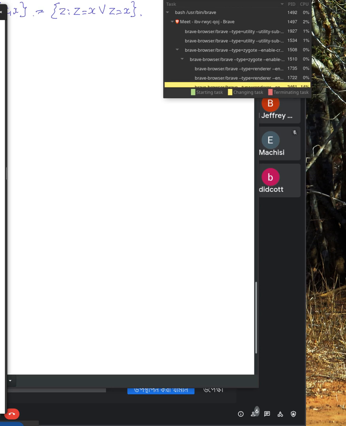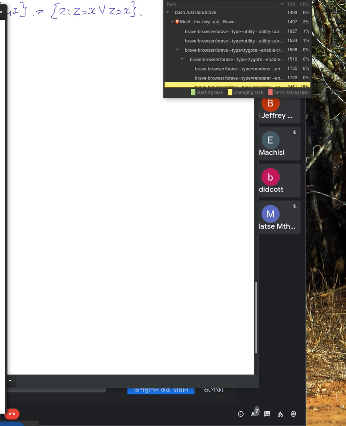It is immediate. The next one, 21, says therefore the order in which you write the elements doesn't matter. Yeah? Again, an element is there or not. It doesn't matter in what order you write it. Okay?